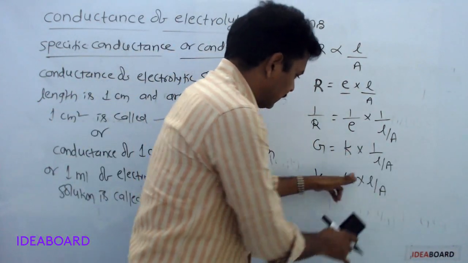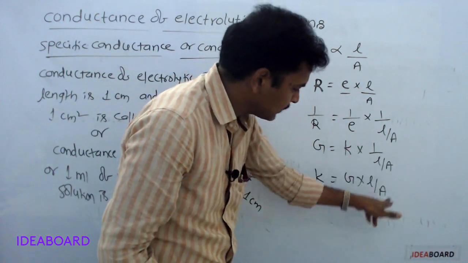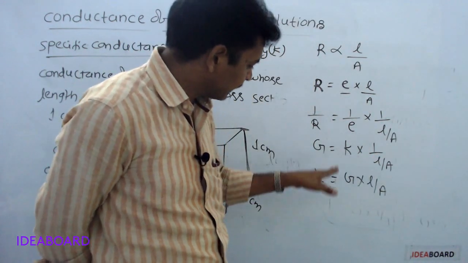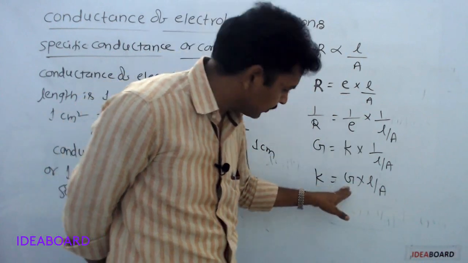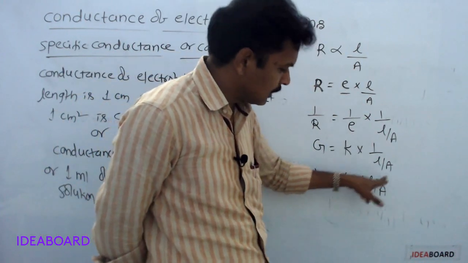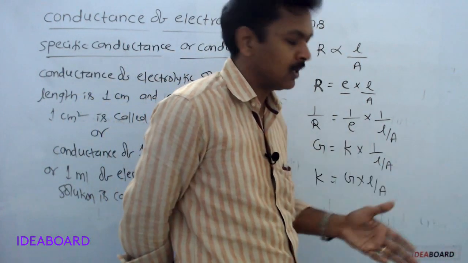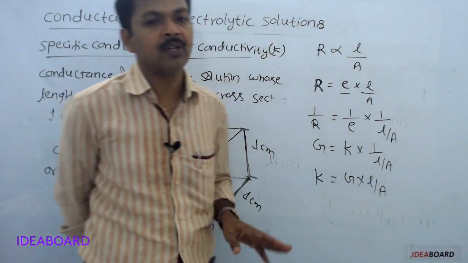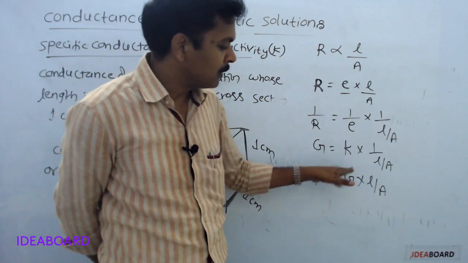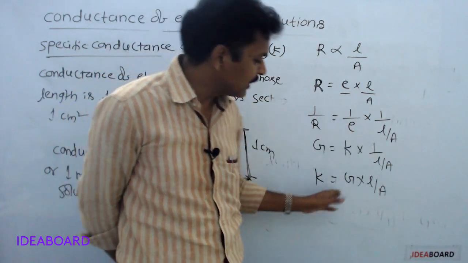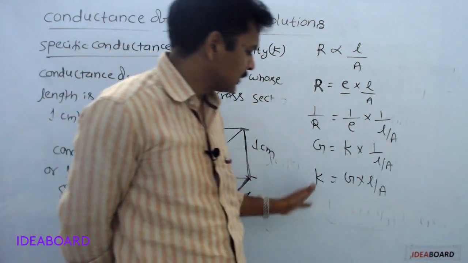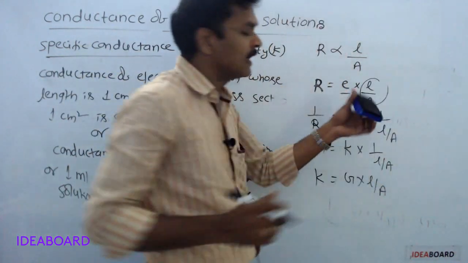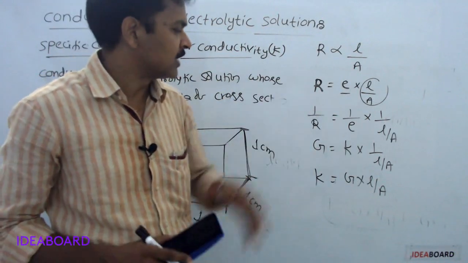If L is equal to 1 centimeter and A is equal to 1 centimeter square, then K is equal to G only. So this specific conductance is nothing but the conductance of an electrolytic solution whose length is 1 centimeter and area of cross section is 1 centimeter square, which is nothing but the conductance of 1 centimeter cube of electrolytic solution. Conductance of 1 milliliter of electrolytic solution or 1 centimeter cube of electrolytic solution is called specific conductance. This L by A is nothing but the cell constant denoted by G star.